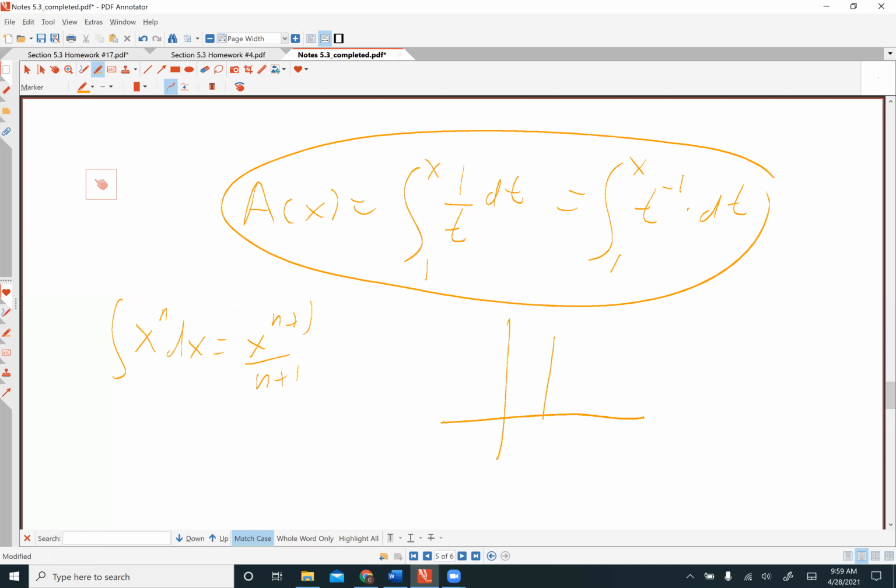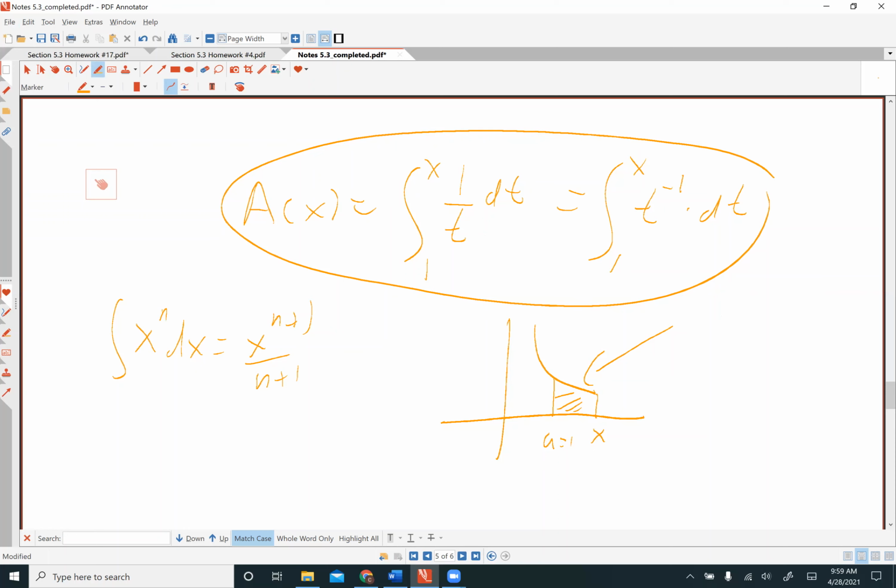so let me graph this. The graph of 1 over t looks like this. Let's start at x equal to 1, and then we've got some x here. The second fundamental theorem of calculus says that the antiderivative of 1 over t is this area function. So what is the antiderivative of 1 over t at some point x? Well, it says you have to actually estimate that area.